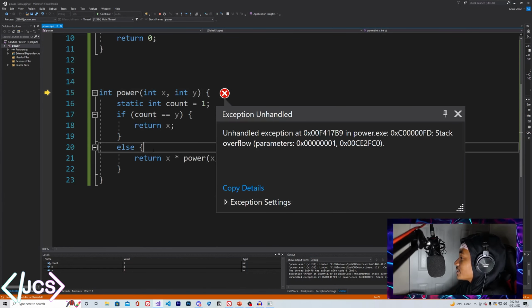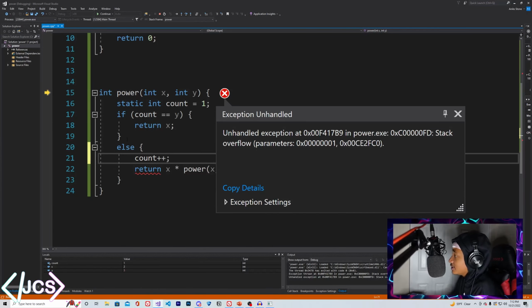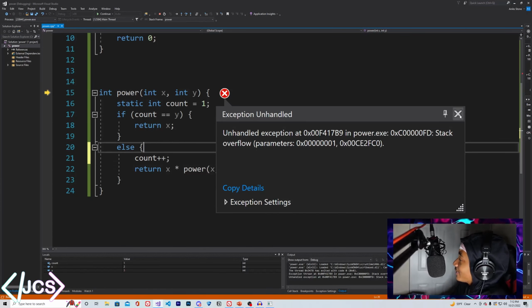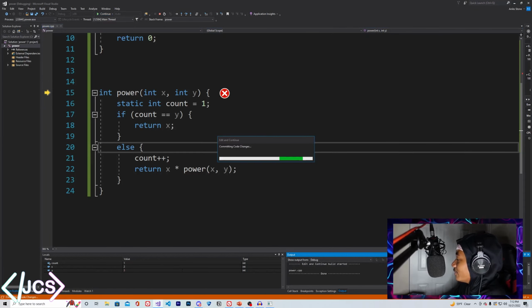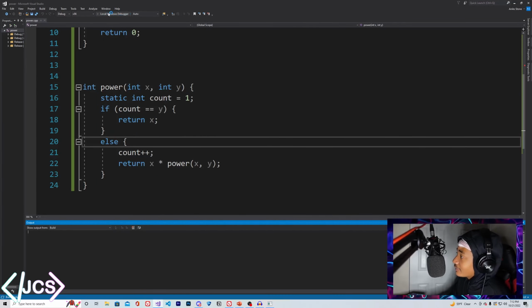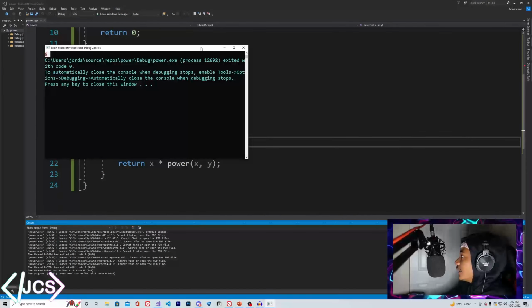I didn't do count plus plus here. That was my problem. See, count never increments, so it never actually equals y. And then I think it was something going on in the memory, if I'm not mistaken. I'm really bad at memory, by the way, and I'm learning it right now. I have to go over everything again. But anyway, you look at that. Oh, look, we have 8.